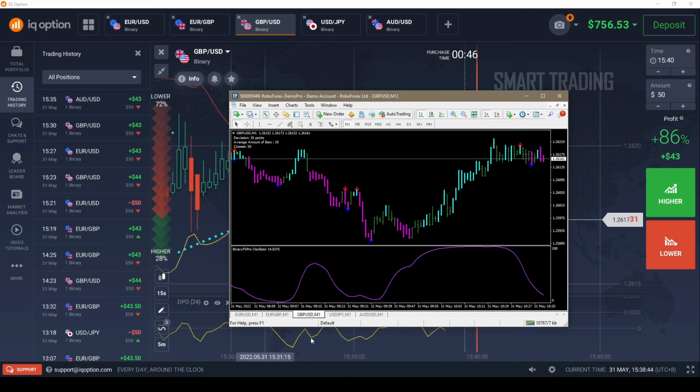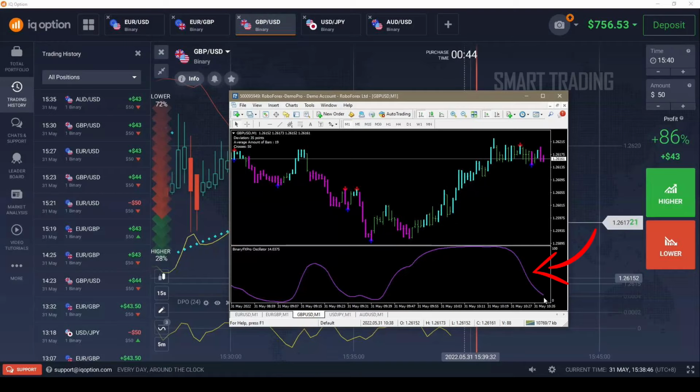With the Binary FX Pro, what I only want to see is the oscillator. If it goes higher, then I will only do a buy. When it goes lower, then I will only trade for a sell.